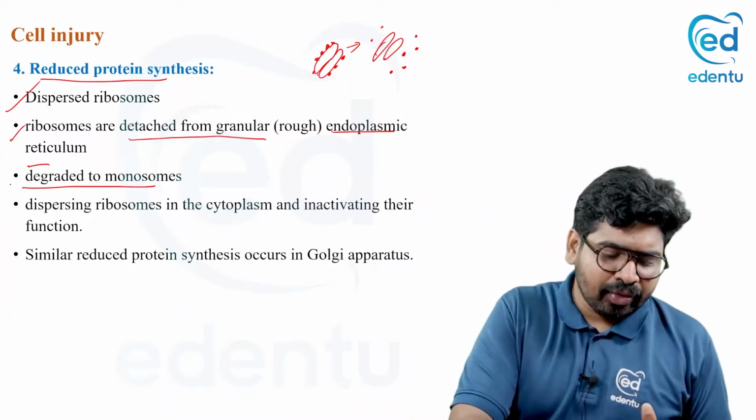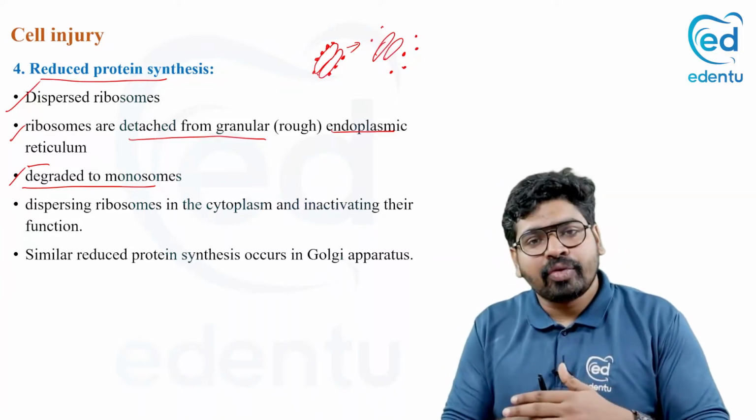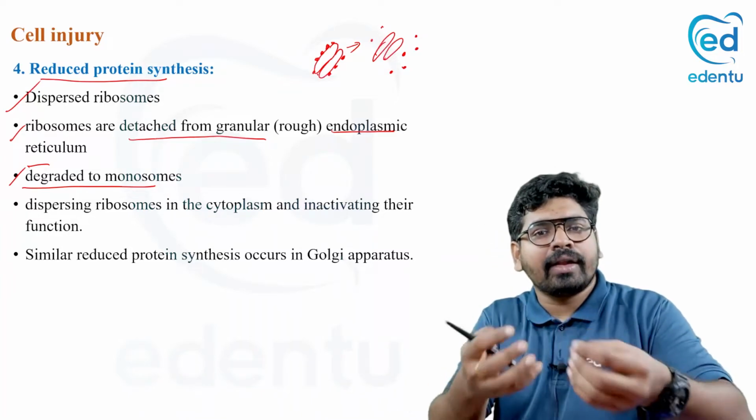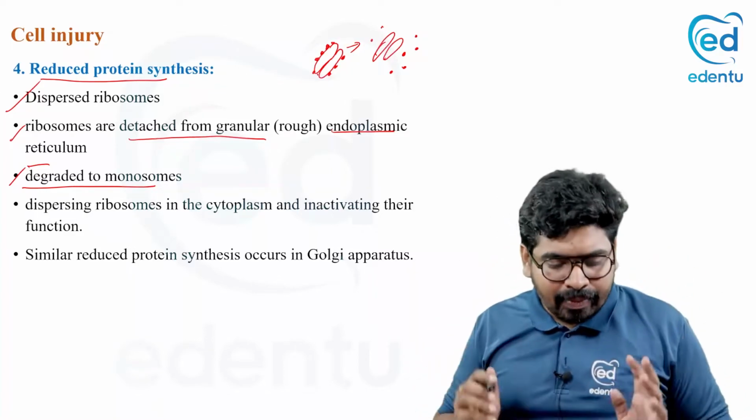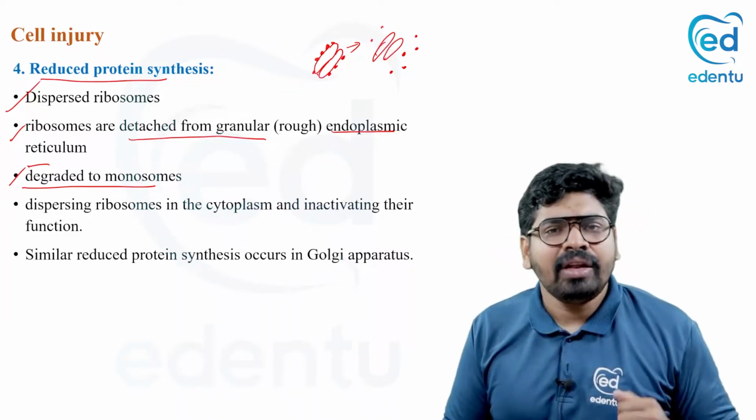So we are losing ribosomes. You know, ribosomes are required for protein synthesis. The ribosomes detach from the endoplasmic reticulum and they are digested. There is no ribosome, so there is a reduction in protein synthesis.